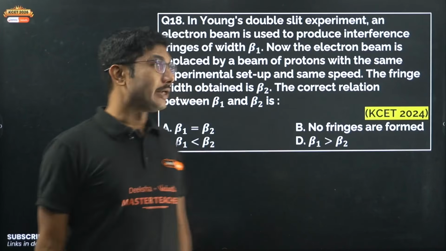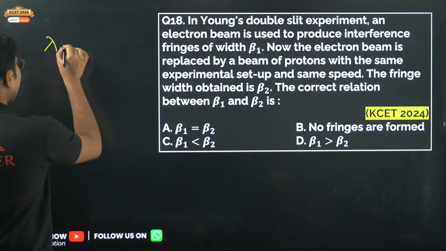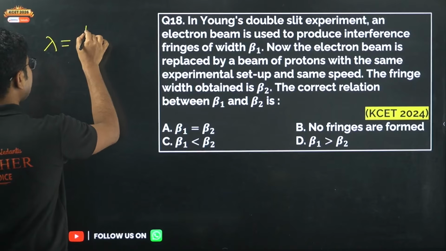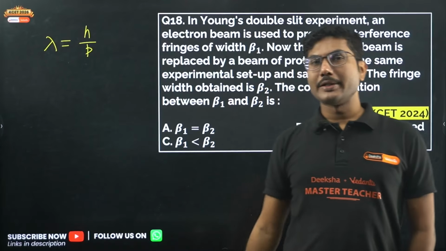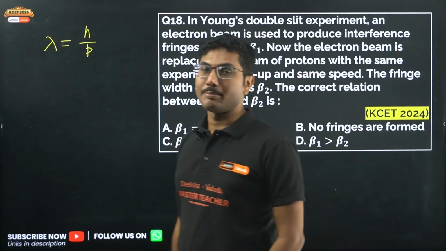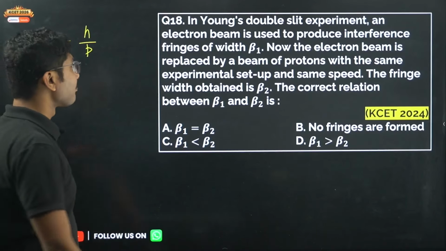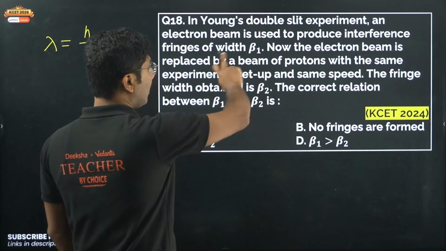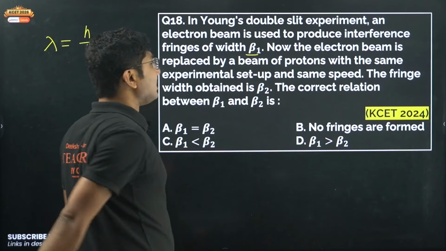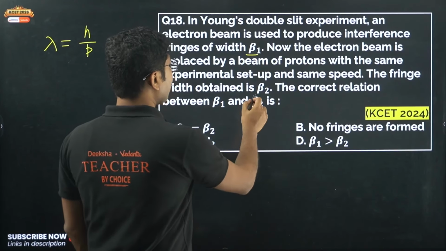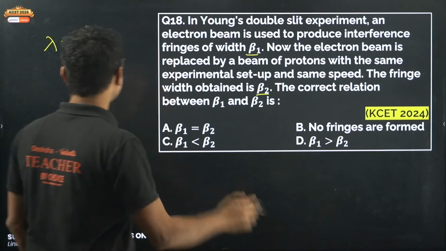Okay, in wave matter duality chapter, we know that the wavelength of a matter wave is given by h by p. Okay, h by p, right? The wavelength of a matter wave is given by h by p, where h is the Planck's constant and p is the momentum of the particle. Now here it is mentioned that beta 1 is due to electron and beta 2 is due to the proton. Both of them have same speed, but momentum, will it be same?